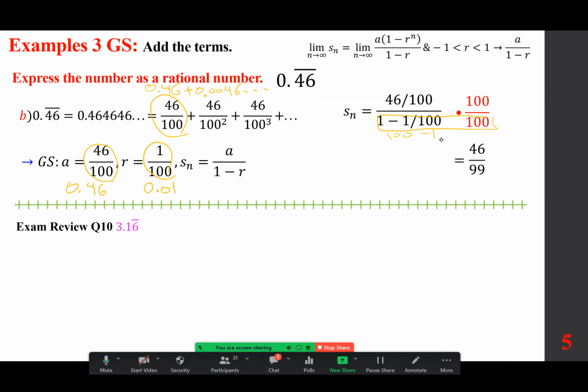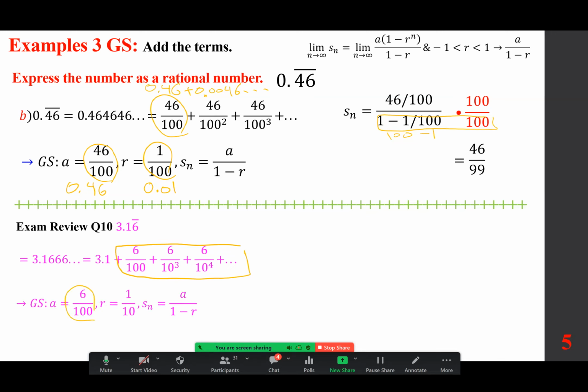Now we are looking at the number 3.16 bar. This is exam review question number 10. And that means 3.1666. It is only one digit that is being repeated, and so this is the part that we need to work on. So for this part, a is 6 over 100 and r is 1 over 10. You can write this as 0.06. You can write this as 0.1.